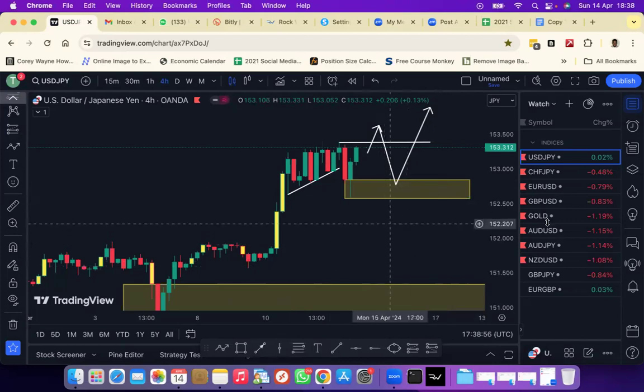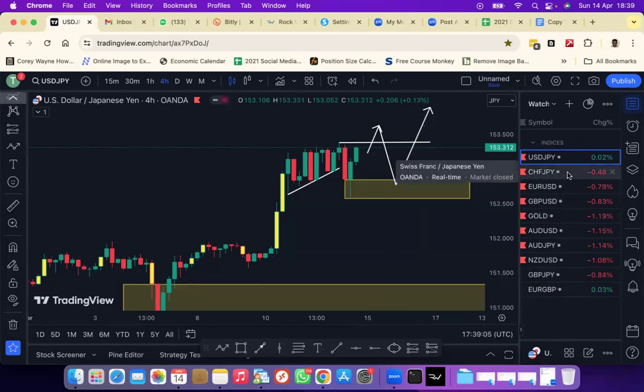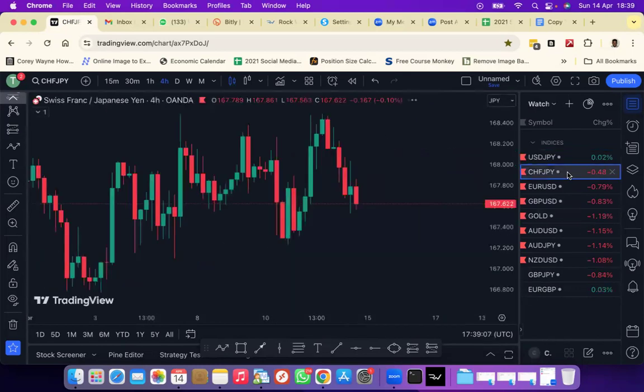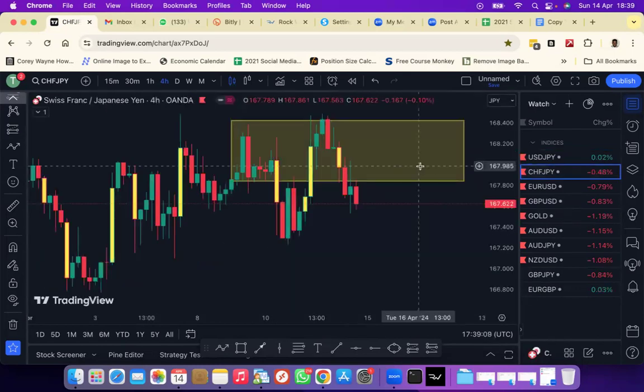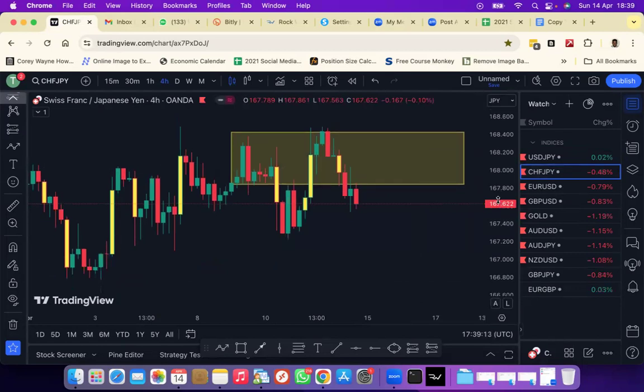Okay, so let's check out one more pair. Before we do that, do you have any pair you're going to trade this week? Type it in the chat box real quick. What pair do you want me to check out for you? Let me just wait for a few seconds. Put in the chat box what particular pair you are looking at trading for the week.